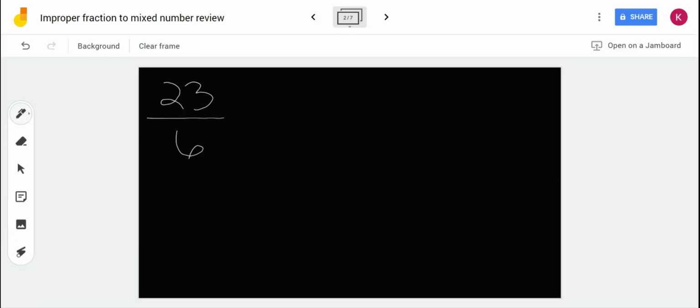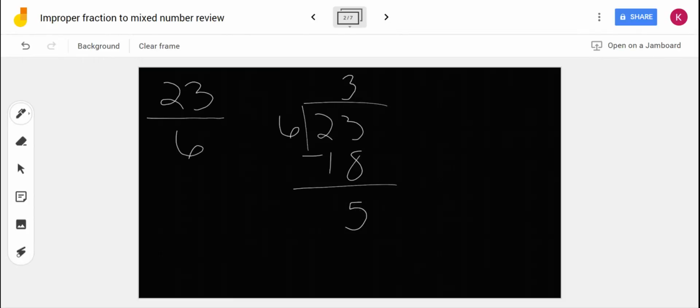So if I were to change this, my first step is, just like the song tells me, I take that top number, 23, and I'm going to divide it by 6. So here, just normal division, I know that 6 goes into 23 3 times. That's the closest I can get without going over, because if I went in 4 times, that would be 24, and that's more than 23. So 6 times 3 is 18. And when I subtract these two numbers, I get 5.